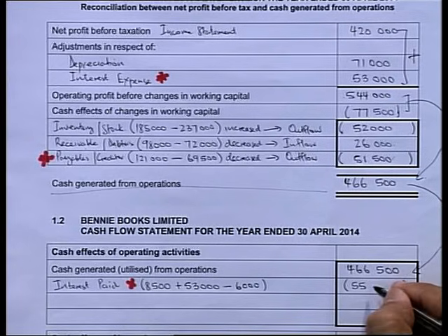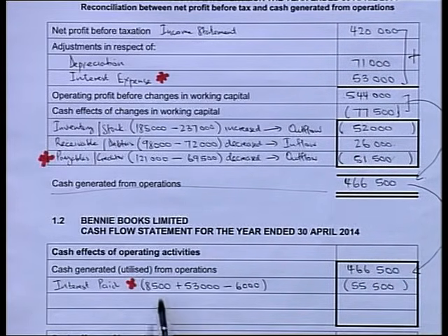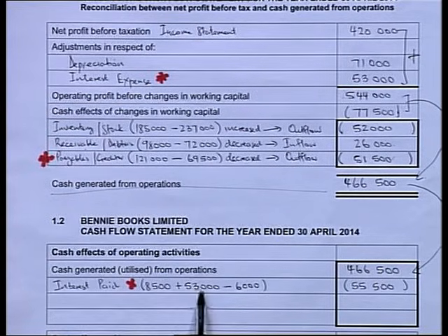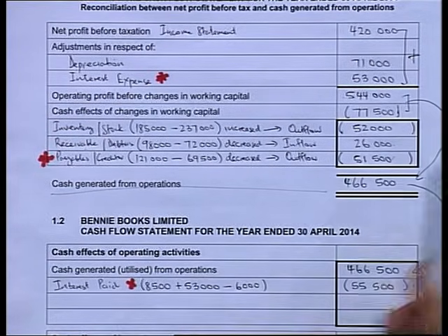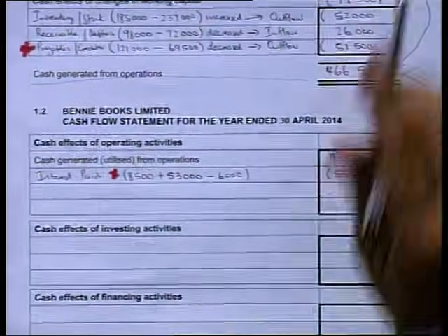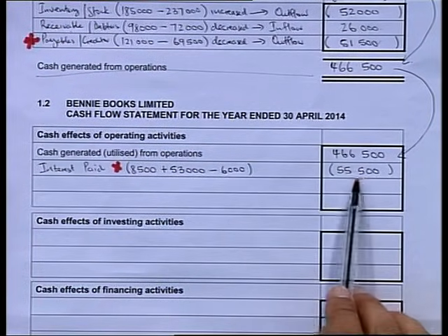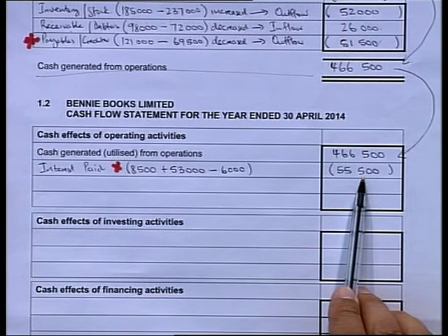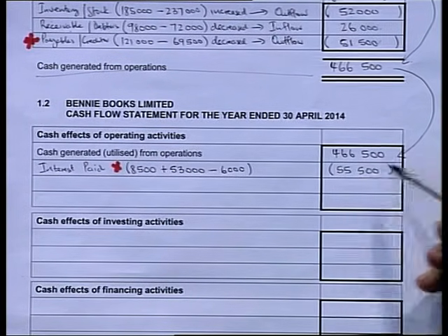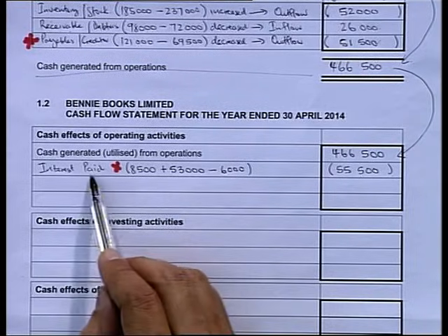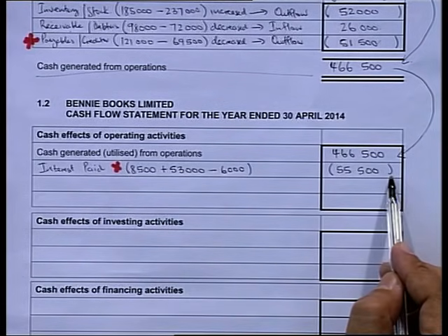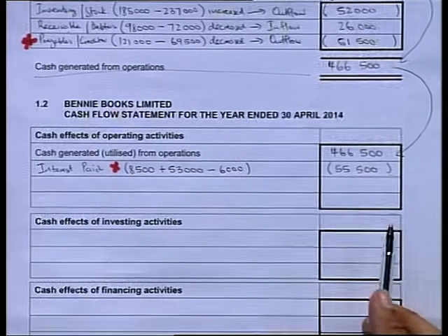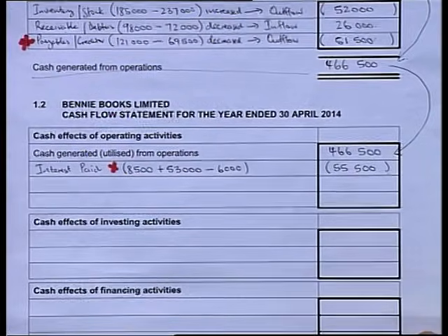55,500. Okay. So it's the 8,500 plus the 53,000 minus the 6,000, and that will give me 55,500. I put them in brackets because if I'm paying, it will be seen as a cash outflow. Okay. Okay, it looks like everybody's got that.